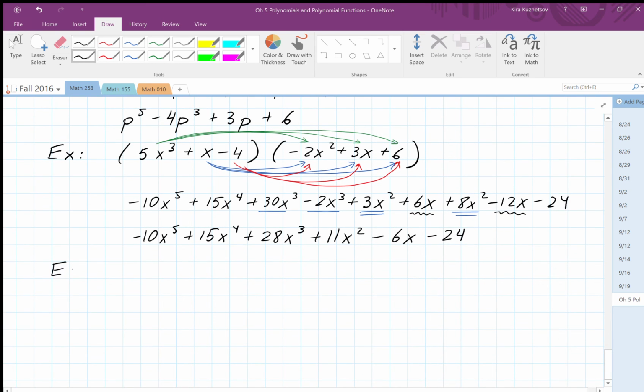And the last example in section 5.2 is how to multiply three things together. In this case, I have a binomial times a binomial times another binomial. What I have is an associative property. You can only multiply two things at a time. So pick two things and FOIL.